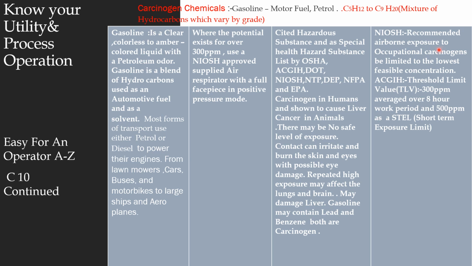Recommended airborne exposure to occupational carcinogens be limited to the lowest feasible concentration. There is no set level given. ACGIH threshold limit value TLV is 300 ppm average for an 8-hour work period and 500 ppm as a short-term exposure limit. Mainly in all petrol banks, nobody is using any mask or respirator.